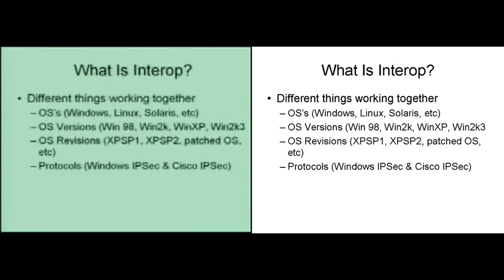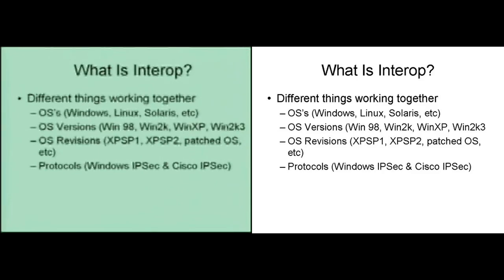So moving right along, interoperability happens whenever we have two different things that have to work together. In the Windows world, we're mostly going to be focused on interoperability between operating systems and interoperability within the operating system. We could have interoperability between different types of operating systems. So we could have Windows working with Linux. We could have interoperability between different OS versions.